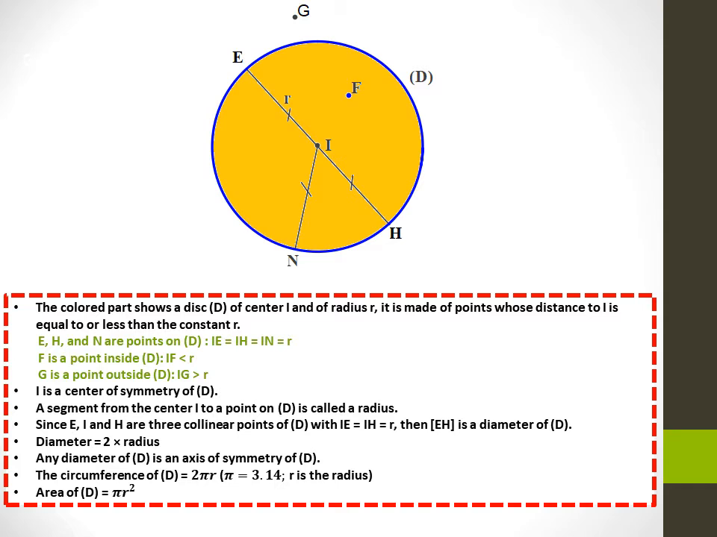The circumference of D is equal to 2 pi r, and here, to find the area of the disk D, we need to multiply pi, which is equal to 3.14, by the radius raised to the power of 2.